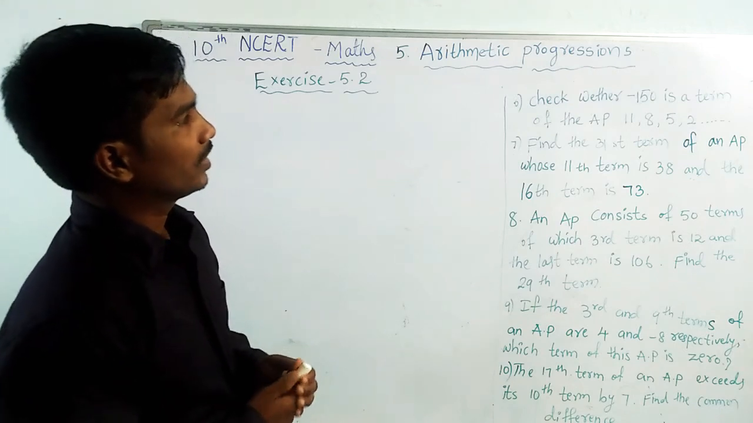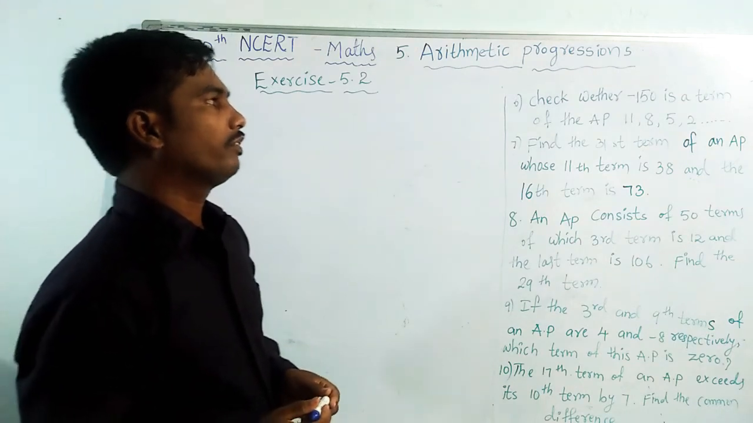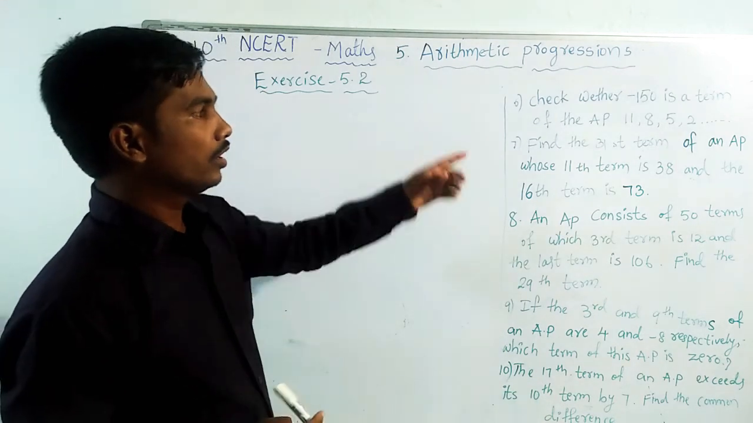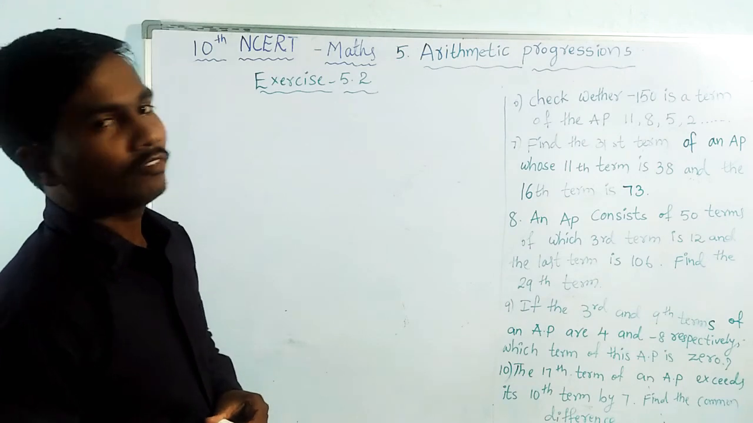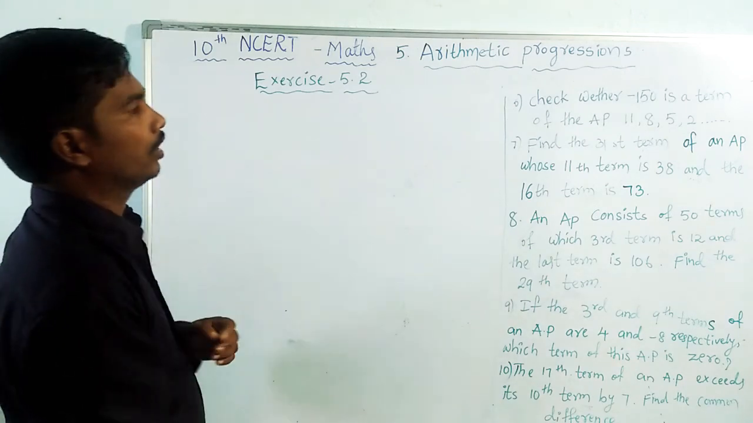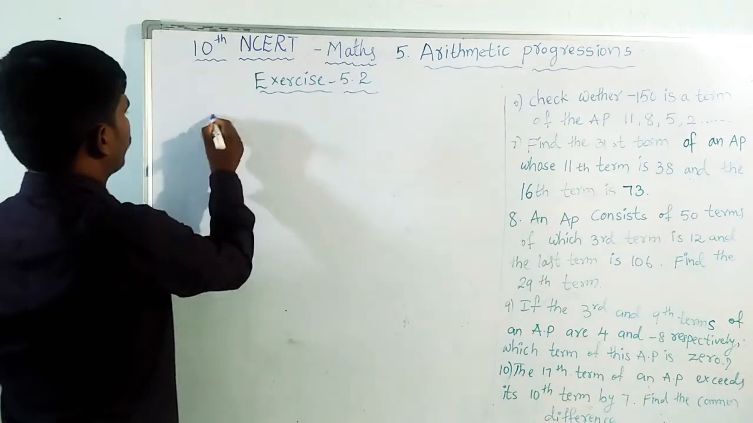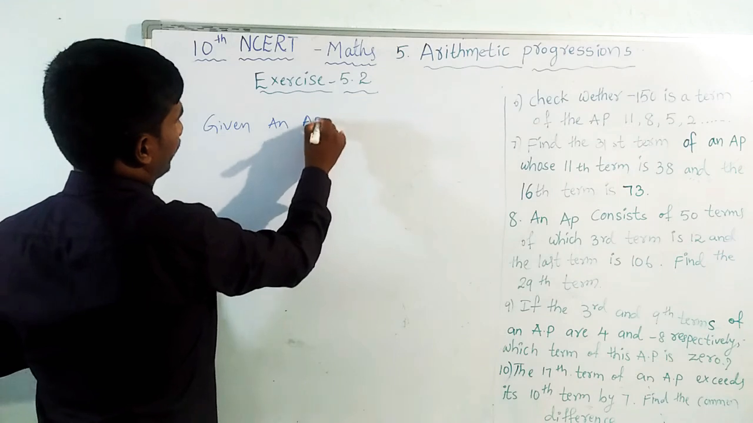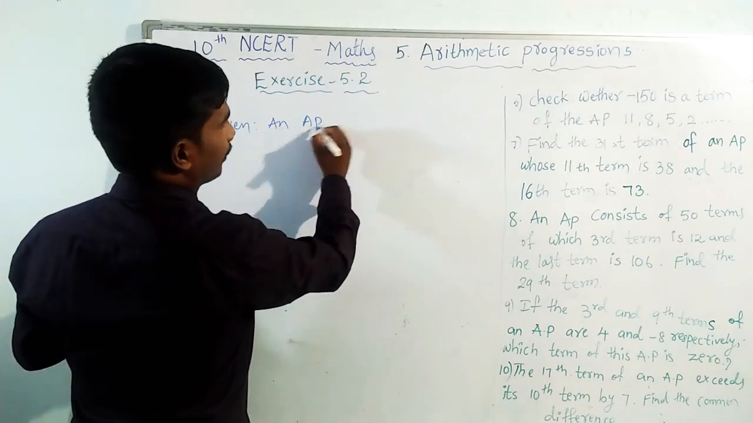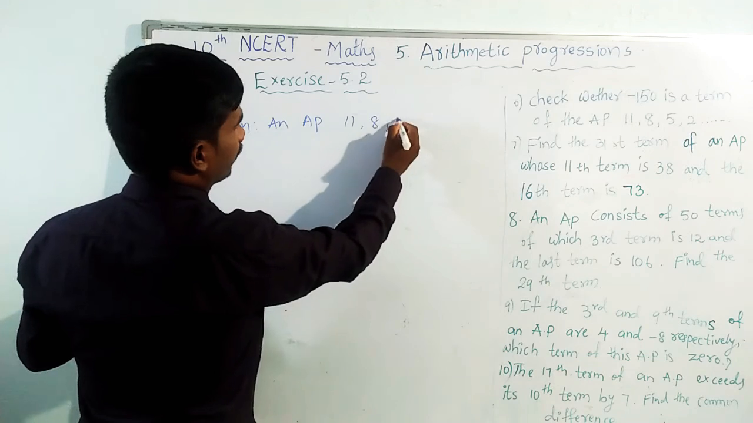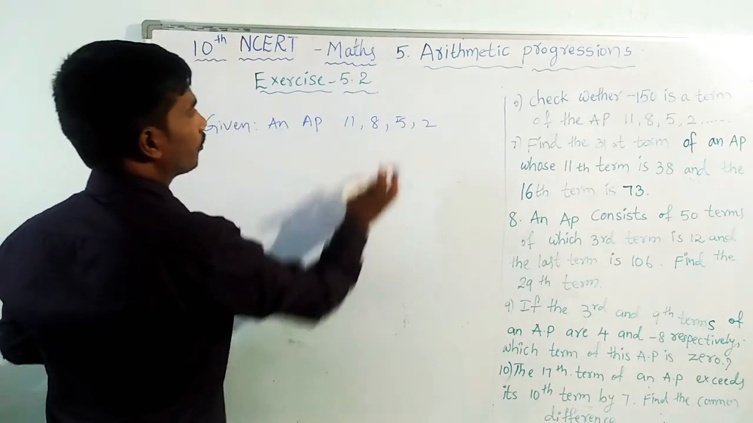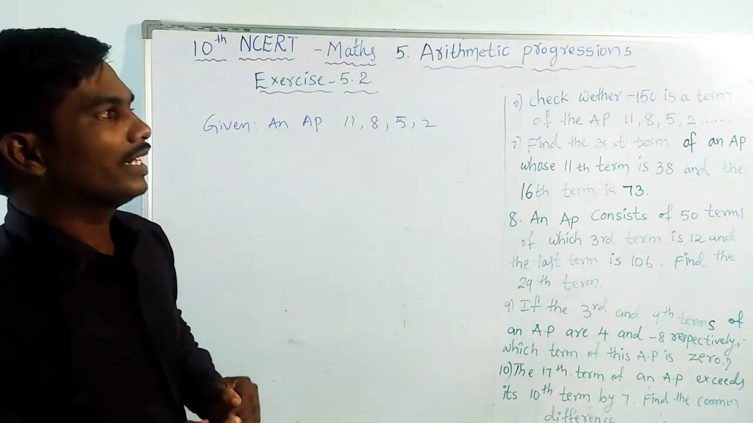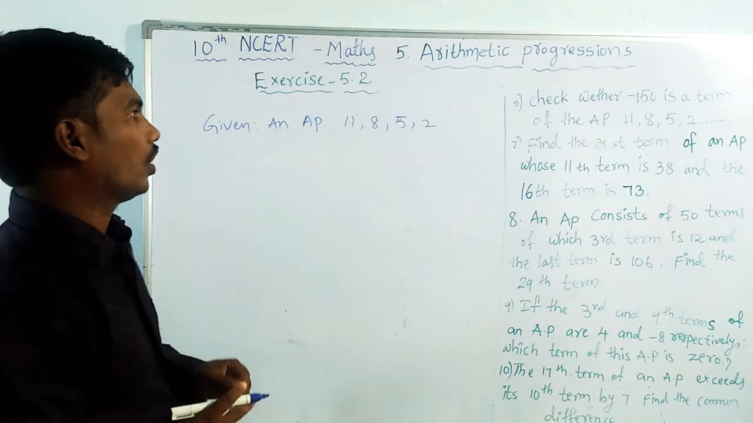What is the 6th problem? Check whether minus 150 is a term of the AP. AP means arithmetic progression. What is the AP? 11, 8, 5, 2, and so on. He's asking whether minus 150 is a term of the AP or not.